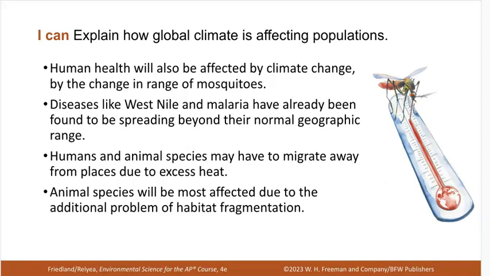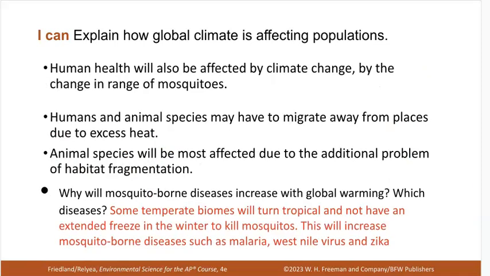All right. You also have habitat fragmentation occurring as well. Excess heat may cause humans and animal species to migrate away. Human health can be affected.